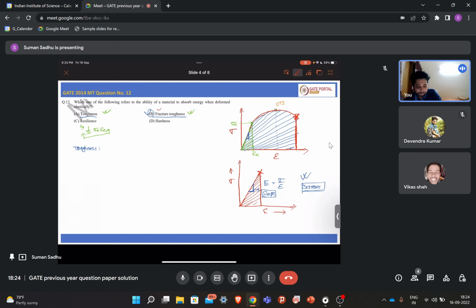Concentrate on this term fracture. Have you read fracture mechanics from Dieter or any other book? Have you heard about crack propagation? Yeah. So there, this term is there: fracture toughness. Remember now. Let's say this is your sample. There is a sharp crack. This crack length is a. Now I'm talking about fracture toughness.